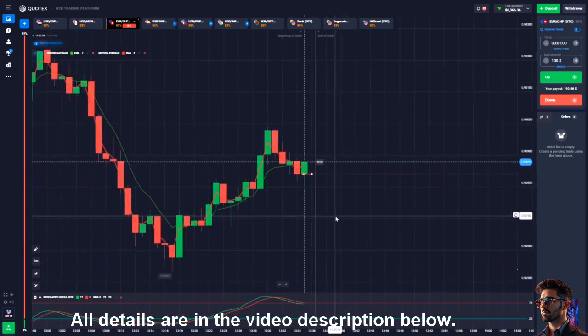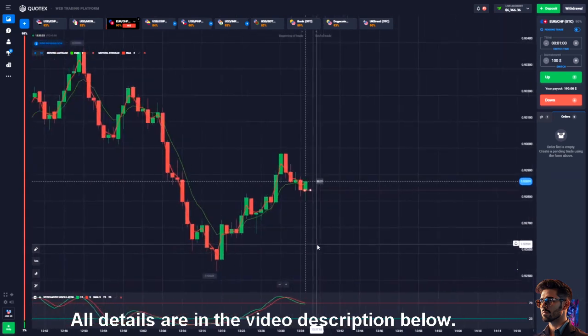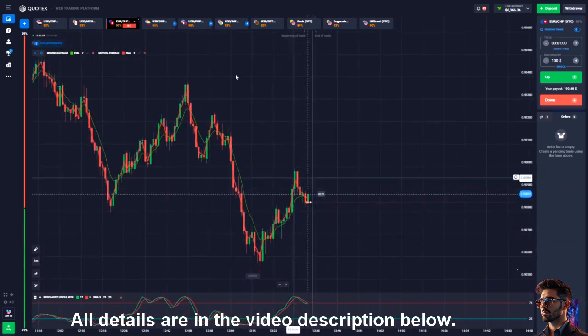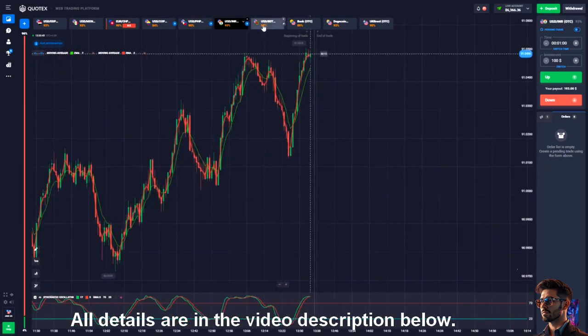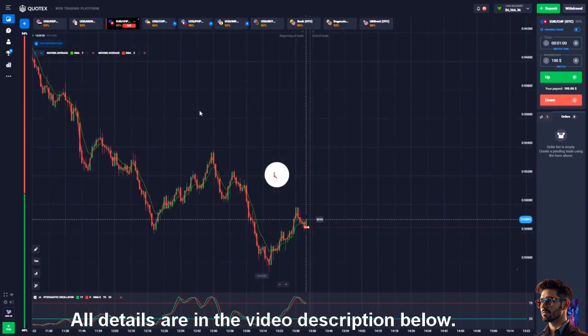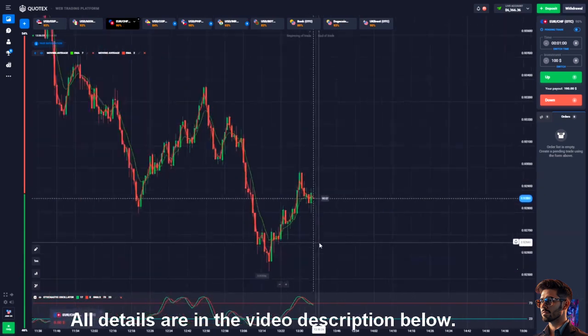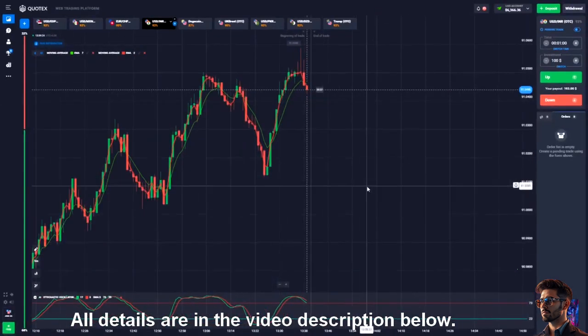No worries, if in case this trade gets lost, we'll cover it using a martingale step and proper money management. Till then, let's check some other markets. Okay, so this is a lost trade here, but no worries, we will recover it using a martingale step. I think here we can go for a down trade.